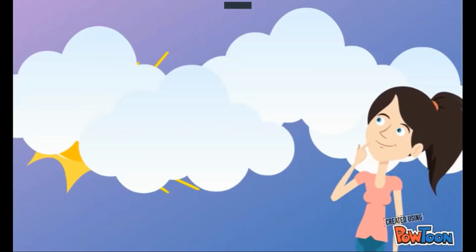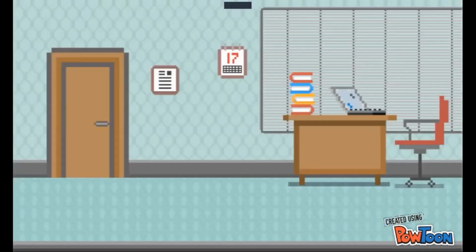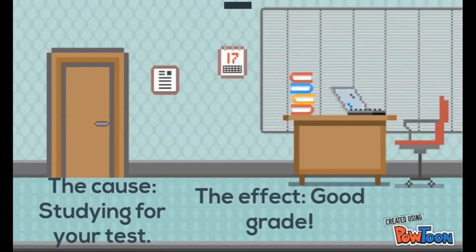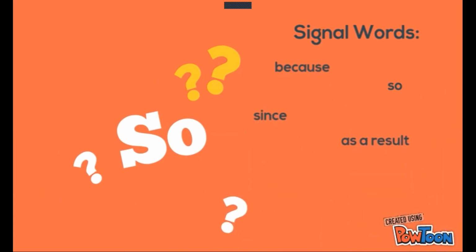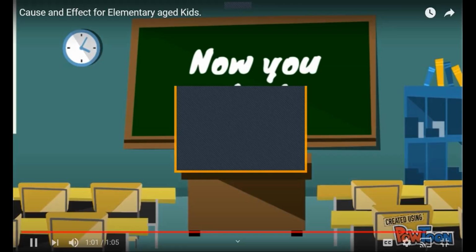Another example, if you study for your test, you may get an A. The cause, studying for your test. The effect, getting a good grade. When looking for cause and effect in a text, look for signal words such as because, so, since, and as a result. If you see these, you may see a cause and effect. Now you try brainstorming a cause and effect relationship.